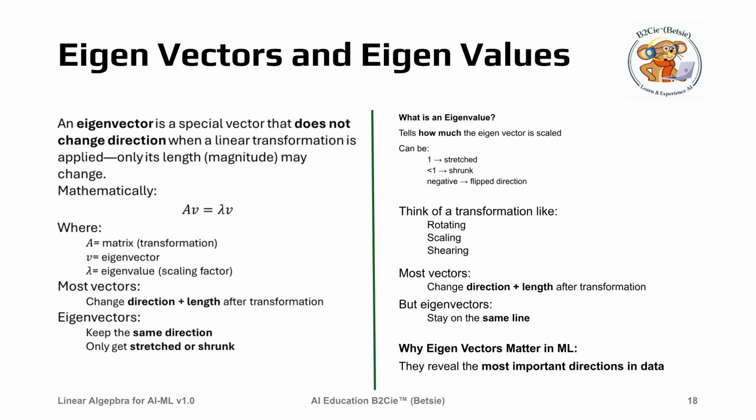Let me explain briefly eigenvectors and eigenvalues. An eigenvector is a special vector that does not change direction when a linear transformation is applied. Only its length, magnitude, may change, and the eigenvalue tells how much the eigenvector is scaled. Just to make sure that it stays in your mind, please allow me to repeat. An eigenvector is a special vector that does not change direction when a linear transformation is applied. Only its magnitude may change, and the eigenvalue tells how much the eigenvector is scaled. The vectors may be stretched or even shrunk, and it is important to remember that vectors need to be in the same vector space at all times.